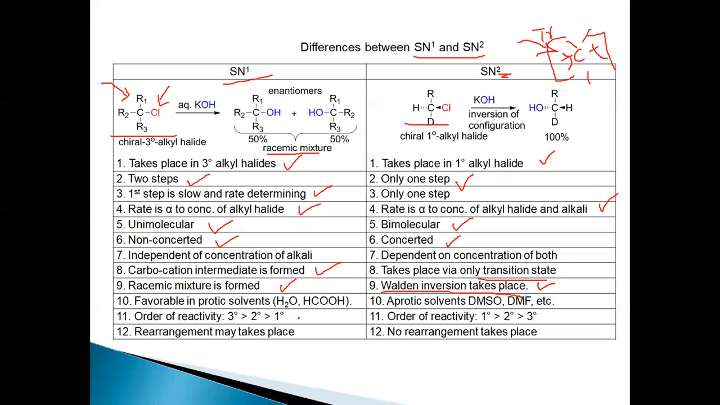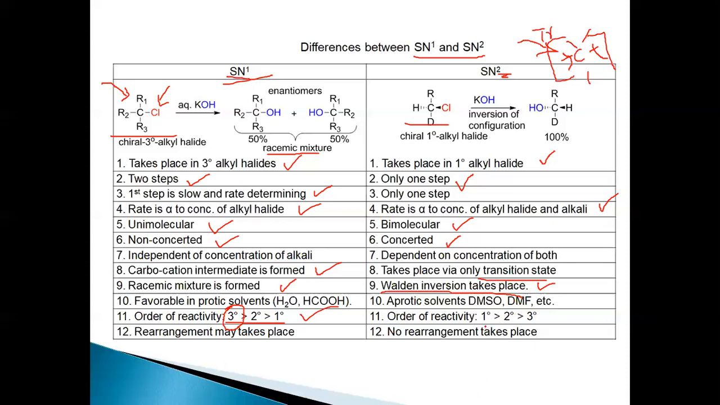And here the order of reactivity is tertiary is more reactive than secondary than primary alkyl halide. This is because the tertiary carbocation is more stable, so the tertiary alkyl halides are more reactive here. So it's totally dependent upon the stability of the carbocation. Since the tertiary carbocation is more stable than secondary, then primary, tertiary alkyl halides are more reactive towards the SN1 reaction.